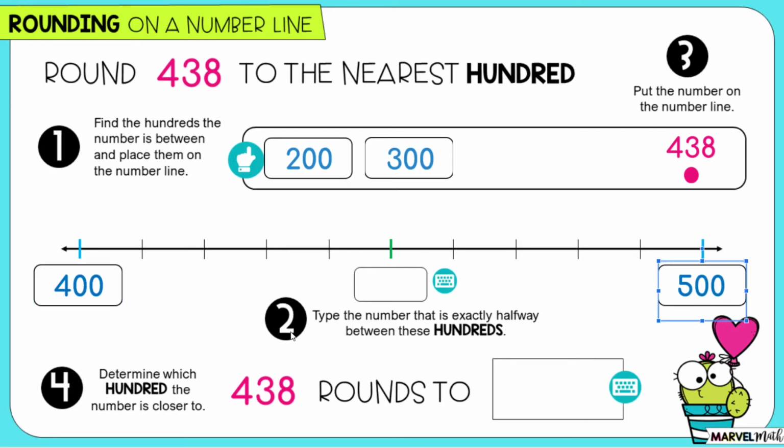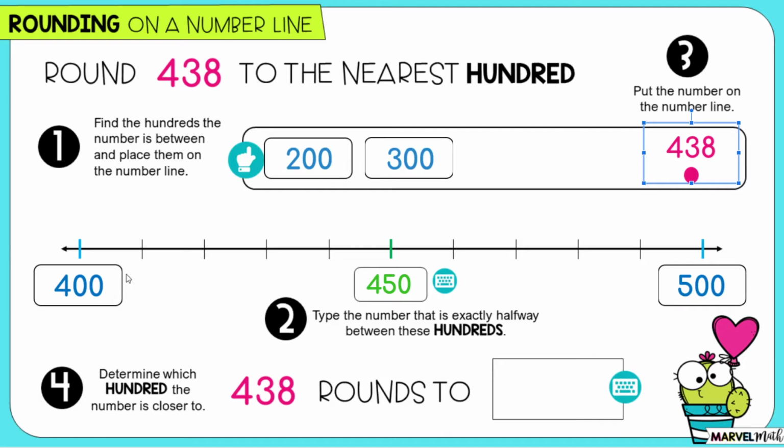And now I'm going to go to number 2. Type the number that is exactly between these hundreds. So what's halfway between them? 450. Then third, we're going to put the number on the number line. So where would 438 go?